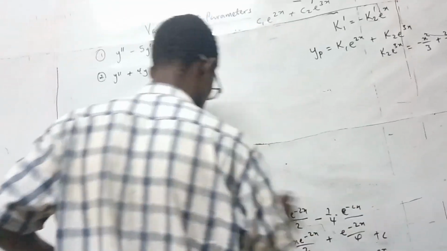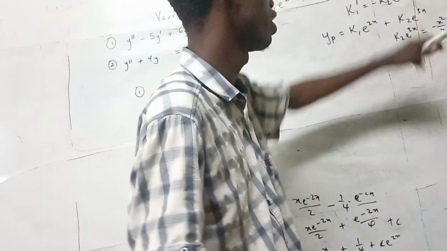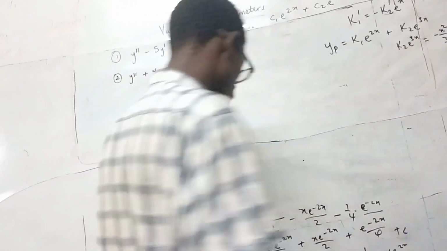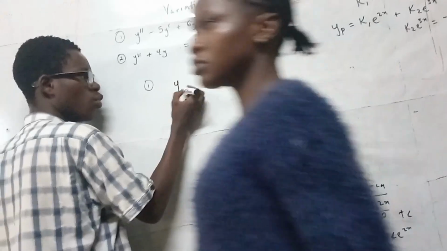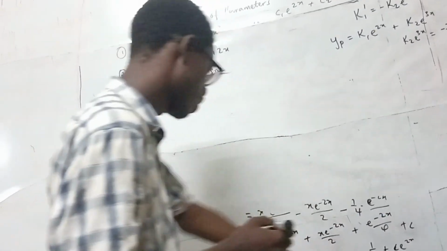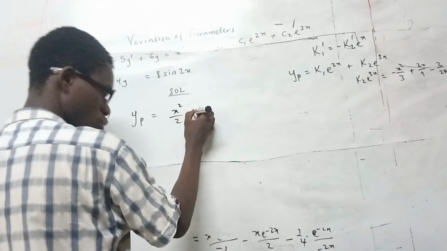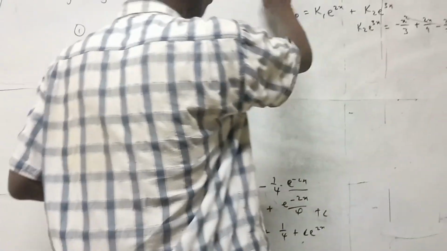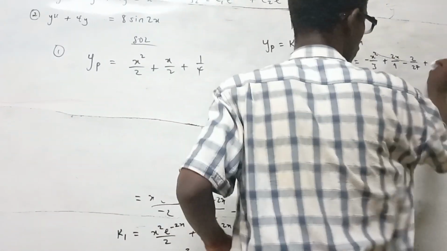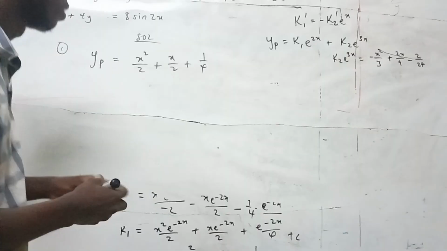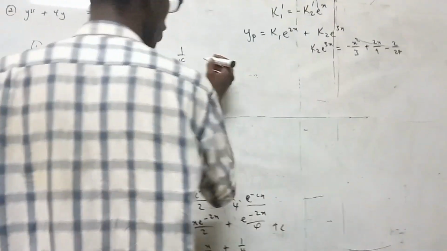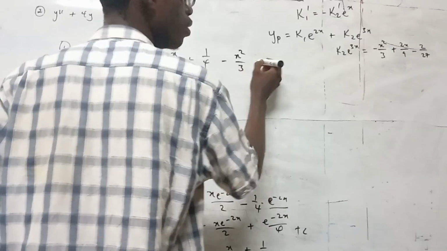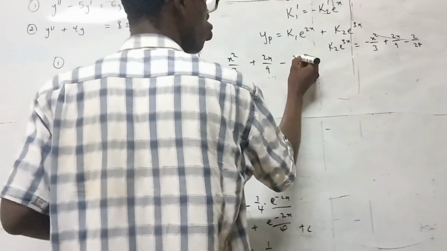Now don't forget our y particular is k1 e raised to power 2x plus k2 e raised to power 3x. We have our k2 e raised to power 3x and we have our k1 e raised to power 2x now, which means our y particular equals everything here, which is x squared over 2 plus x over 2 plus 1 over 4 plus, since this is already in our complementary solution, and this is already in our complementary solution, we don't need it. We don't need our constant of integration for this one. Plus 1 over 4 plus, since this is minus, it's going to be there, minus x squared over 3 plus 2x over 9 minus 2 over 27.